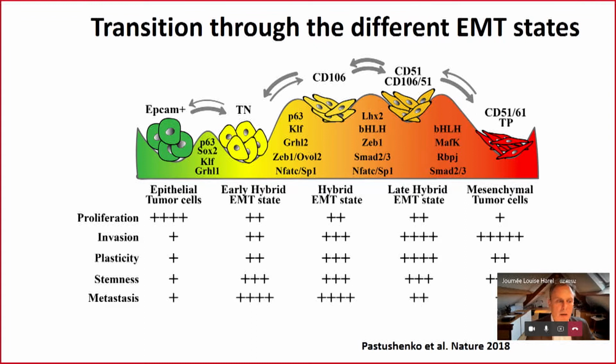So what I show you here is that EMT is not a binary process, as it is indeed composed of different tumor states that present different tumor functions. The epithelial are the most proliferative. The early hybrid EMT state are the most metastatic, whereas the late EMT state are the most invasive population. And these different populations reside in different niches, and they are regulated by probably different types of transcription factors.